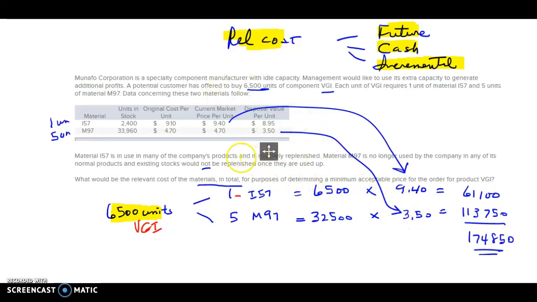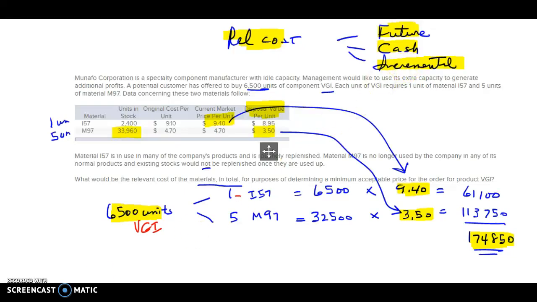We use the $9.40 because this is a future cash cost of that raw material. And we use the $3.50 because we're no longer replenishing it, and we're going to get a disposal value of $3.50 per unit. We already have that, and we have enough inventory because we need 32,500 and we have 33,960 in inventory. So when we do this extension here, our total relevant cost for this question is $174,850 because these costs are future cash costs and incremental costs or revenues.